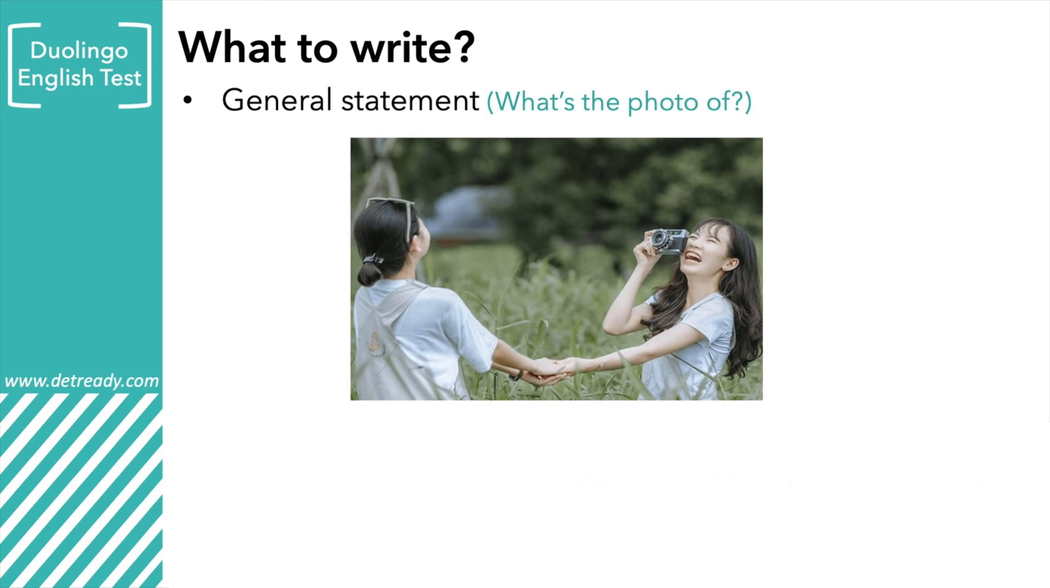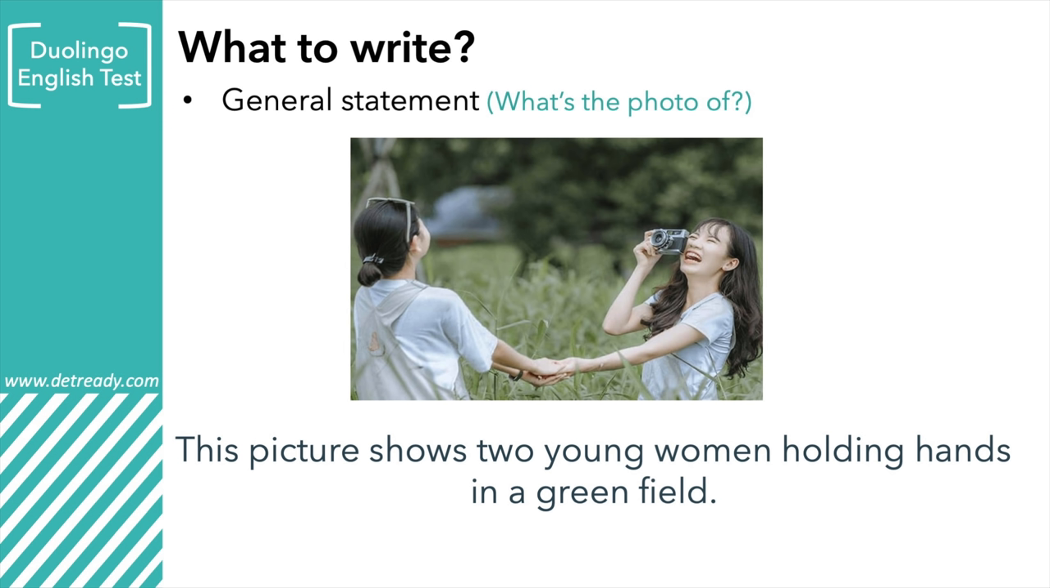A general statement would look like this. This picture shows 2 young women holding hands in a green field. So, in my opinion, being able to write a general statement like the one I just showed you very quickly and easily about any photo is key to doing well on this question type.